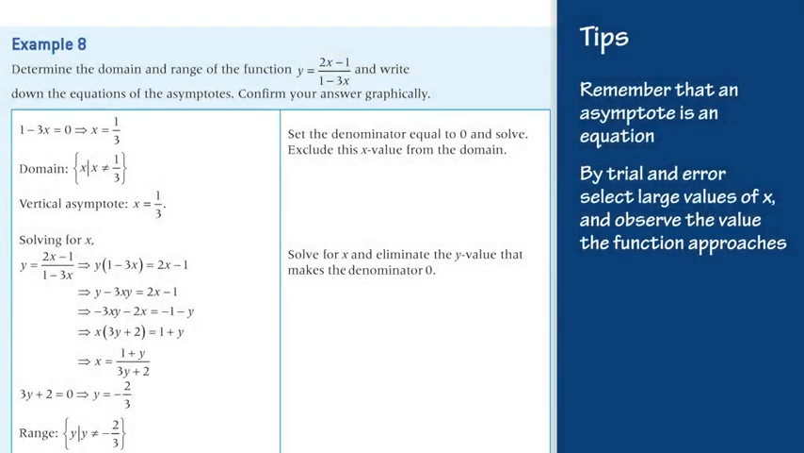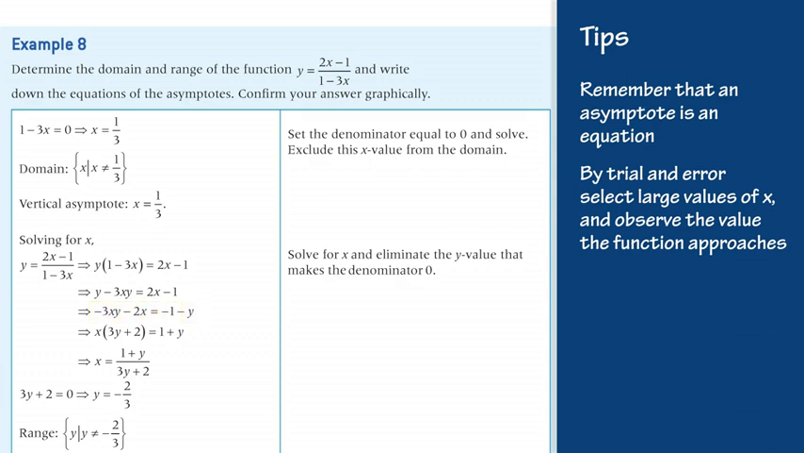For an algebraic solution, you solve the given function for x and eliminate any y values that make the denominator equal to 0. So, multiply the given equation by 1 minus 3x. y multiplied by 1 minus 3x equals 2x minus 1. Simplify, giving y minus 3xy equals 2x minus 1. Bring all terms in x to one side of the equation, giving -3xy minus 2x equals -1 minus y.